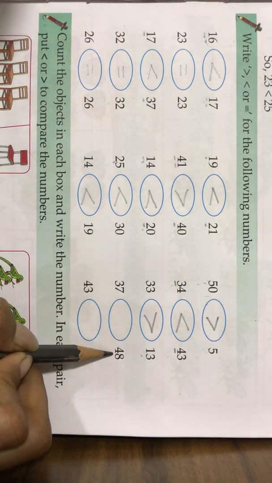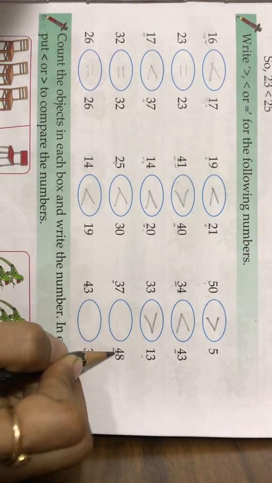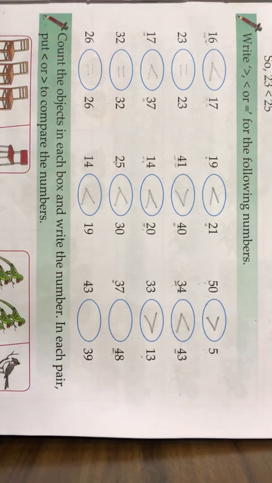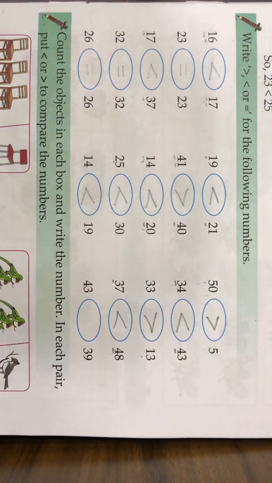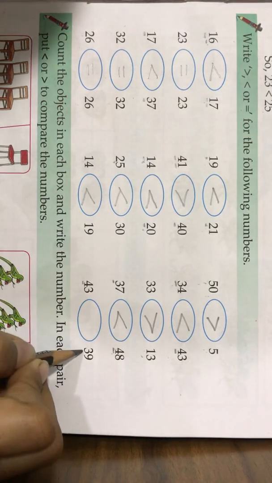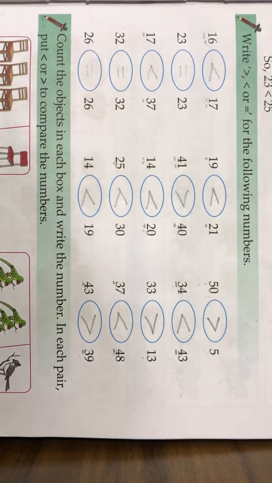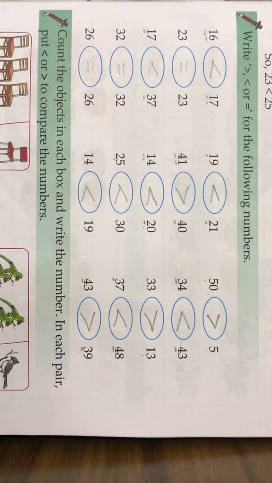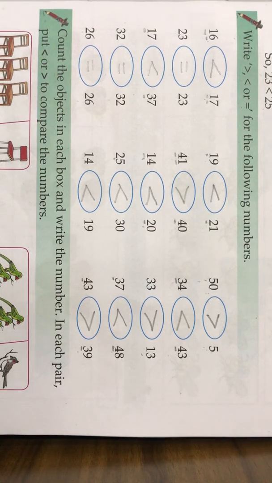37, 48. 3 tens, 4 tens. 4 tens is greater than the 3 tens. So, 48 is greater than 37. 43, 39. 4 tens, 3 tens. 43 is greater than 39. Children, in maths, remember, always do practice more and more. So, the concept will be clear in your mind very easily. Now, let's do another exercise.